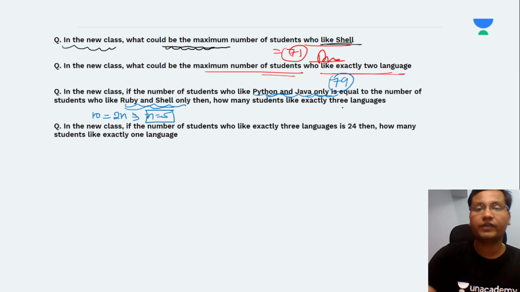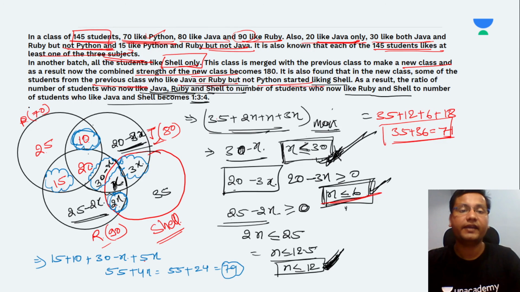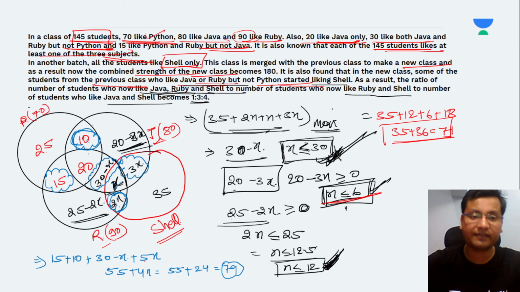Then how many students like exactly 3 languages? Right? Exactly 3 వాला, look at which ones. Exactly 3. Can I say this is x is exactly 3? X is exactly 3. Why am I saying that x is exactly 3? Because x includes Shell, Ruby and Java. So this is x. So I'll write x here.